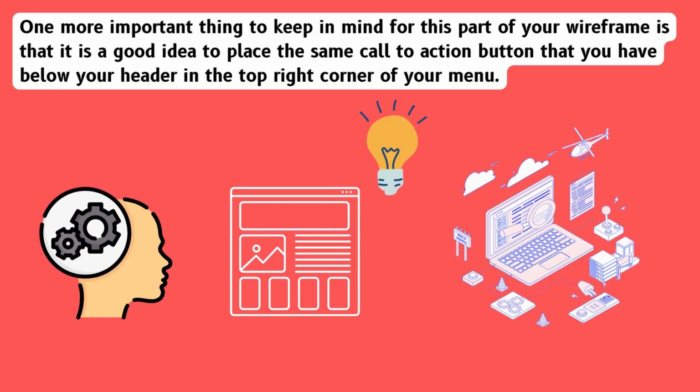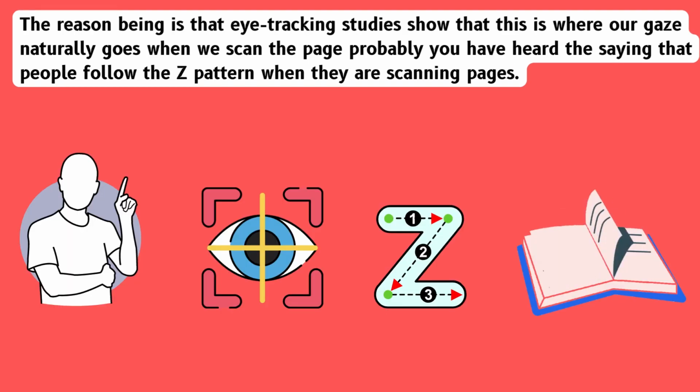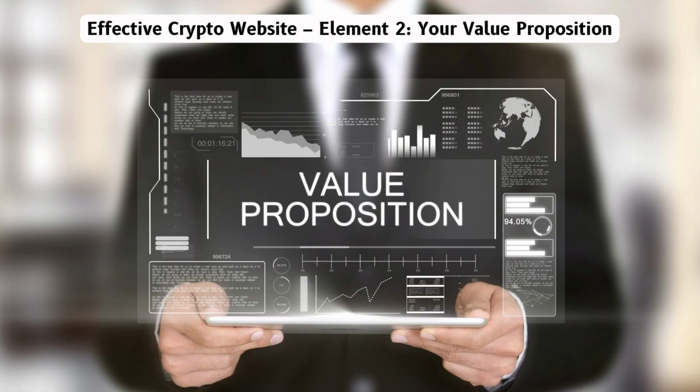One more important thing to keep in mind for this part of your wireframe is that it is a good idea to place the same call to action button that you have below your header in the top right corner of your menu. The reason is that eye tracking studies show that this is where our gaze naturally goes when we scan the page. Probably you have heard the saying that people follow the Z pattern when they are scanning pages.